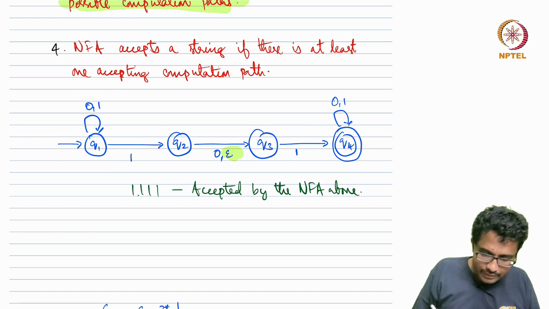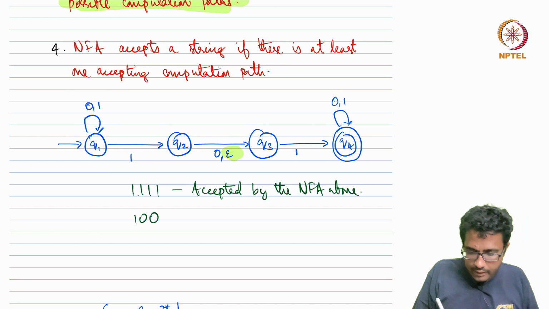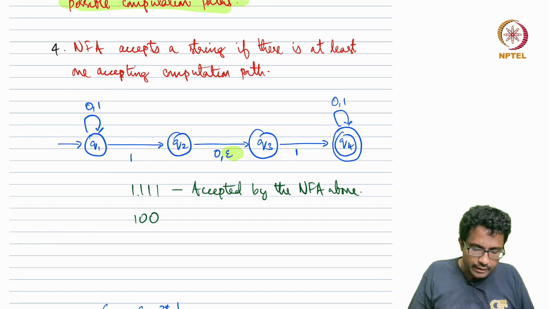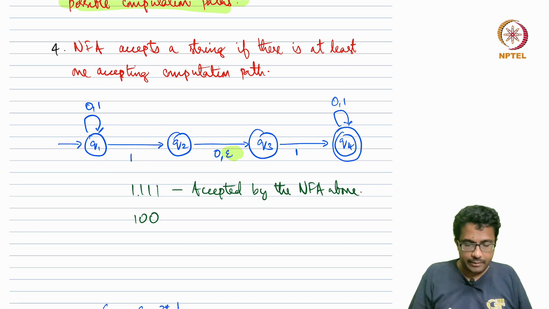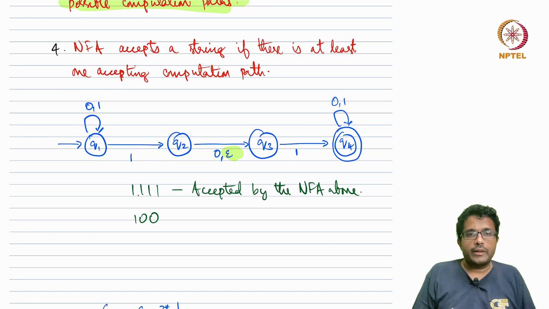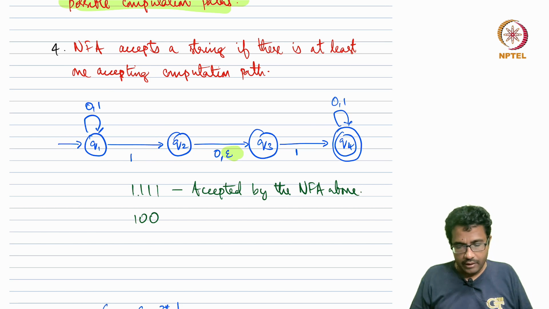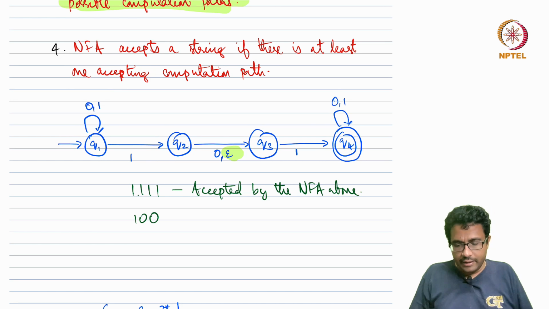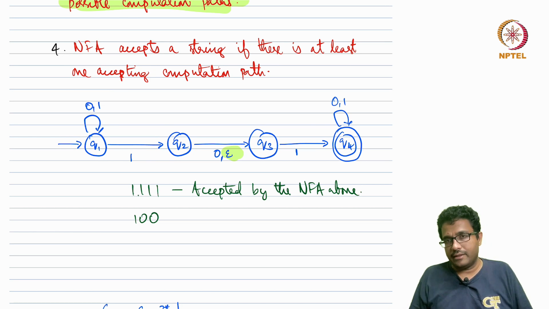So let's consider another string. Let's say 100. Suppose you take the transition 1, the first symbol takes you to Q2. Suppose you took that option, right? With the first symbol you could also remain at Q1, but let's say you move to Q2. The second symbol, 0, you move to Q3. And now the third symbol, 0, there is nothing for you to do because there is no outgoing arrow at Q3 which is marked 0. Which means that you are stuck.